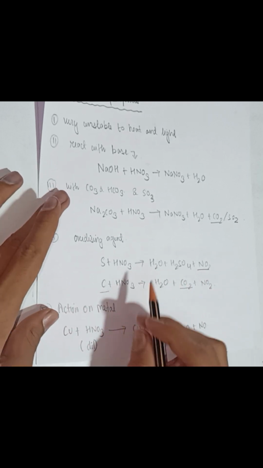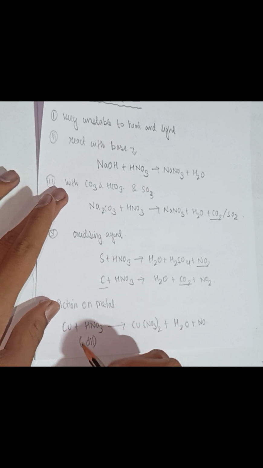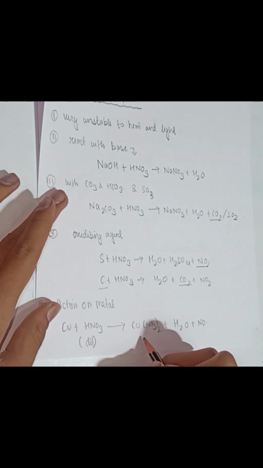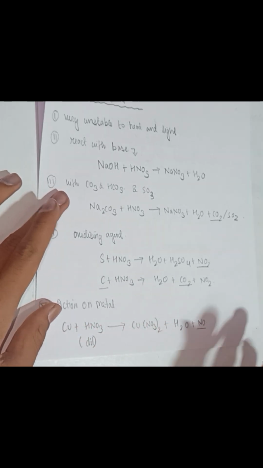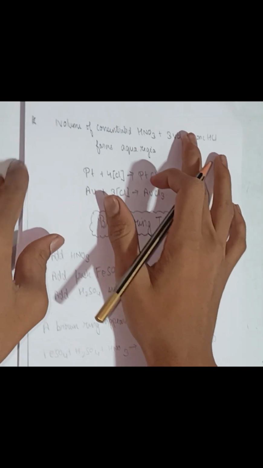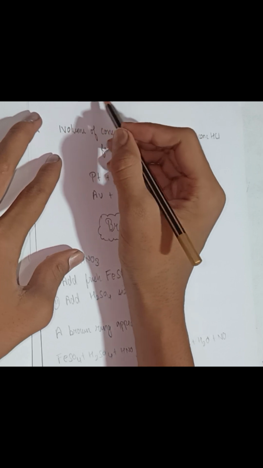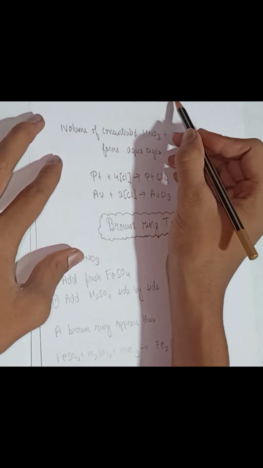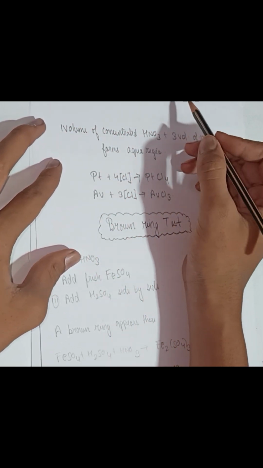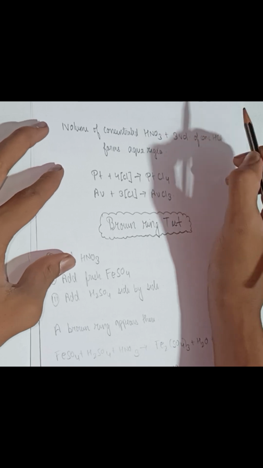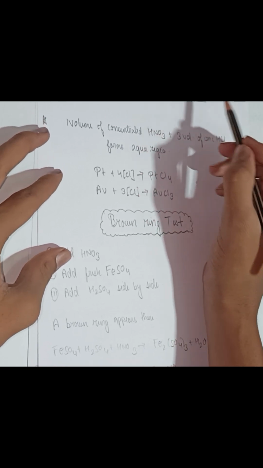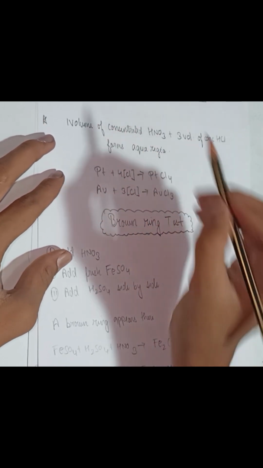Action on metals. Very dilute HNO3 reacts with copper to form copper nitrate, water and nitric oxide. Copper reacts with concentrated HNO3 to form copper nitrate, water and nitrogen dioxide. So with dilute acid it forms NO, and with concentrated acid it forms NO2.